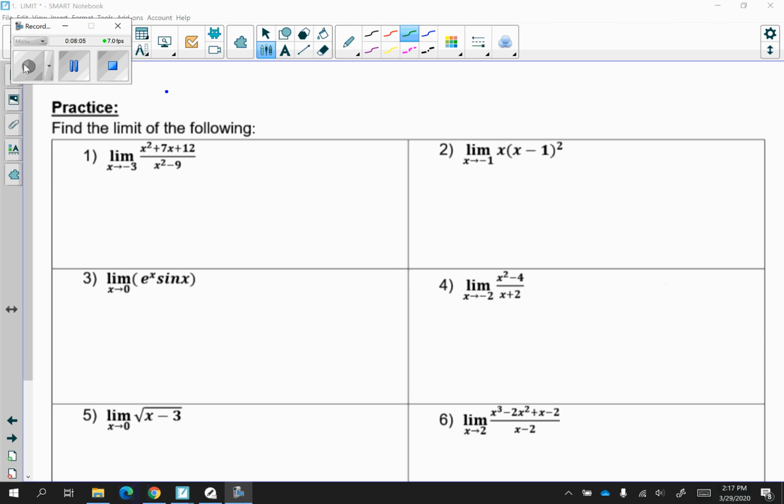Next, we have 6 practice problems of finding the limit. So why don't you pause the video and take some time to see if you can find the limits of these functions.